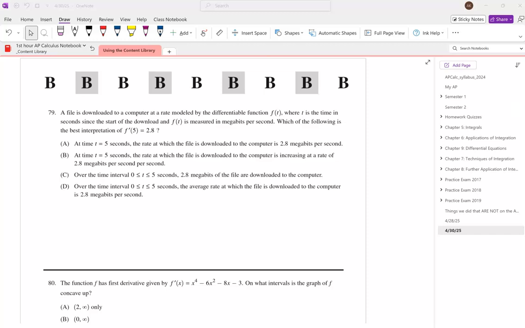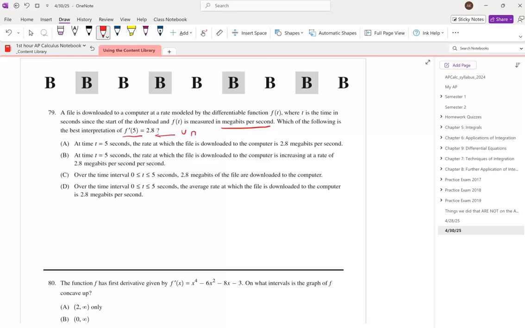All right. A file is downloaded to a computer at a rate modeled by the differential equation f of t, where t is the time in seconds since the start of download, and f of t is measured in megabytes per second. Which of the following is the best interpretation of f prime of 5 equals 2.8?